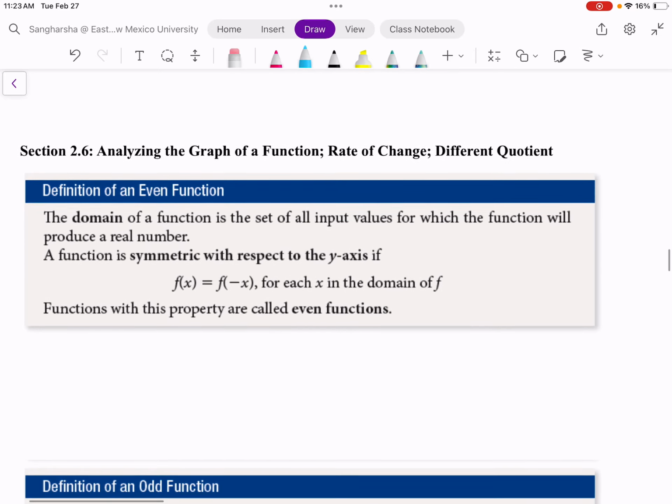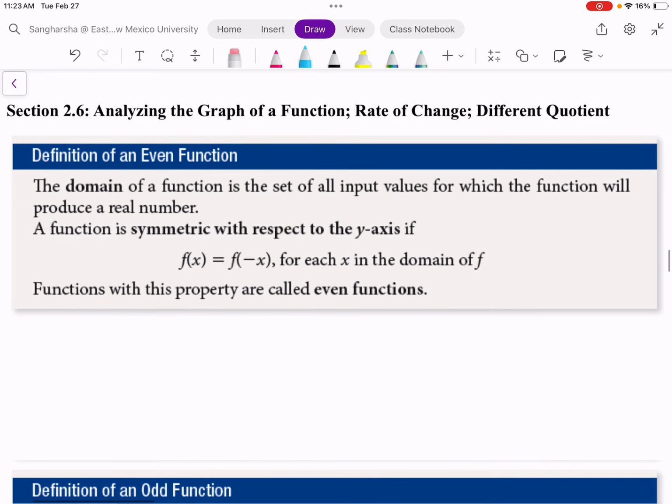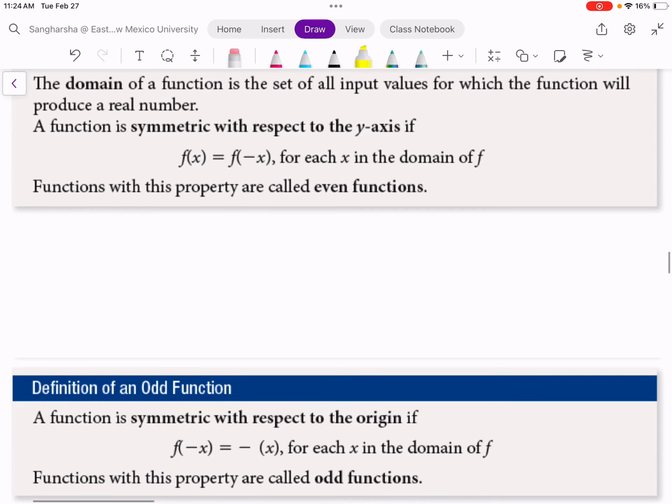Okay, so in section 2.6 we will find whether a function is an even function or an odd function. So once we have a function, the function can be an even function or it can be an odd function. Okay, now we'll talk in detail.